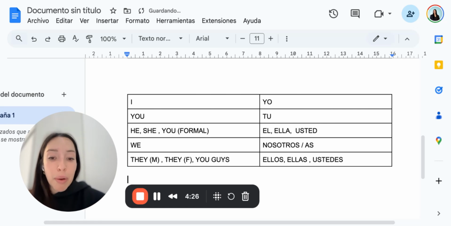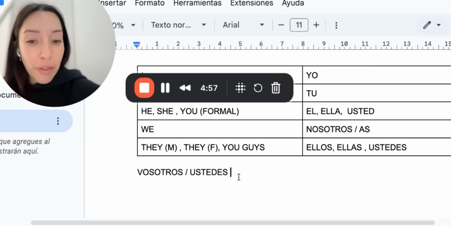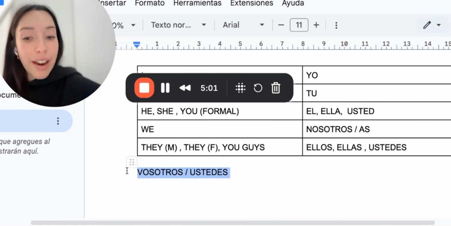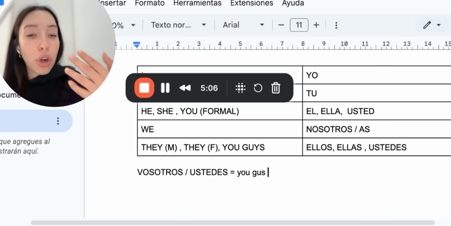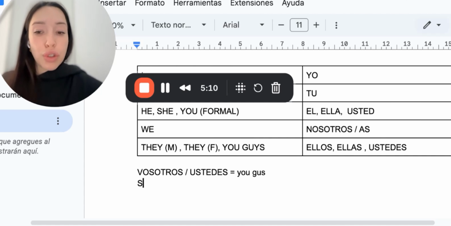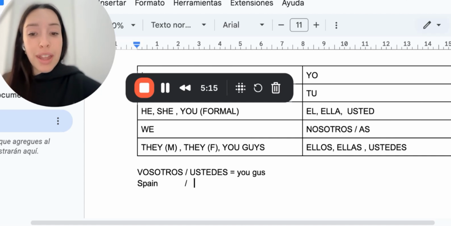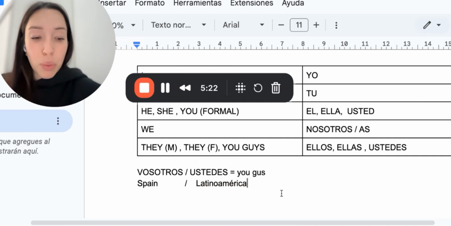Also, something else about this. If you guys have ever seen vosotros, vosotros and ustedes are exactly the same. They both mean you guys or you all. The difference is that vosotros is more used in Spain and ustedes is used in Latin America. Okay, so that's basically the difference between them.